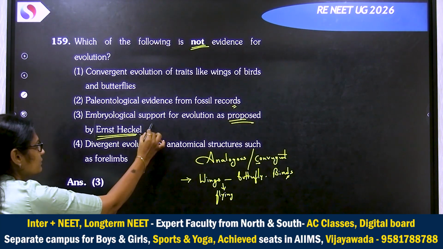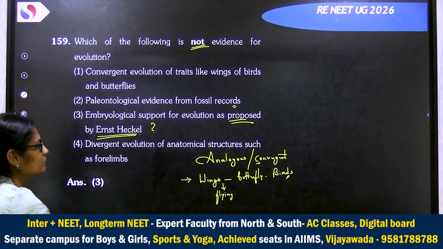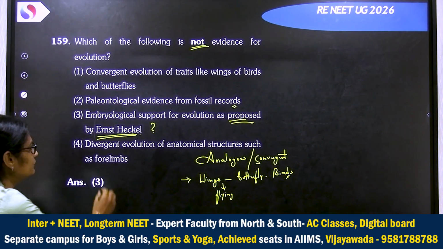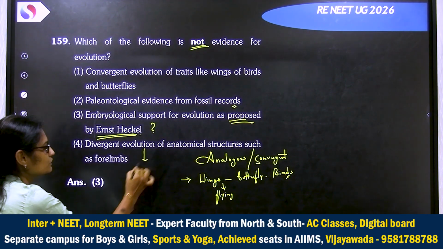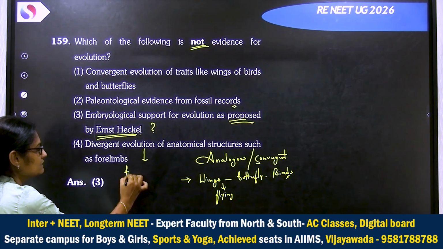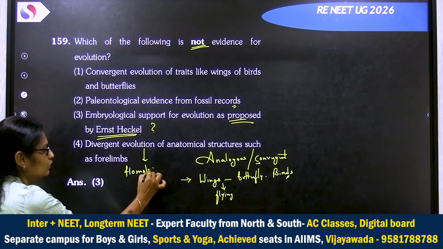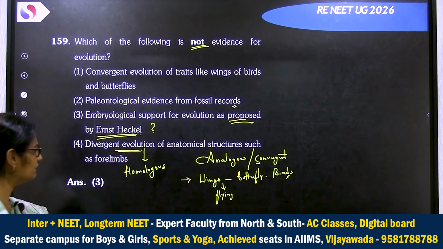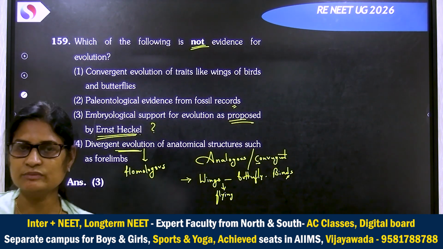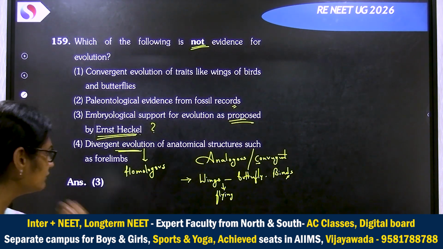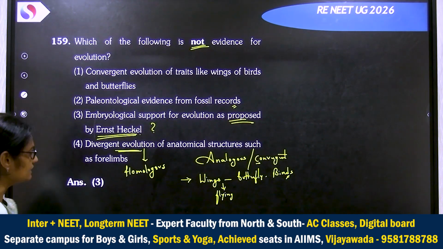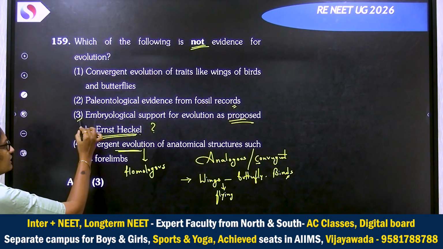So let us keep this one aside. Divergent evolution of anatomical structures such as four limbs. Divergent evolution shows homologous organs. Homologous organs show divergent evolution. Anatomically the structure will be similar, but functionally it will vary. So out of these four options, which one is not the evidence? The third one is not evidence.